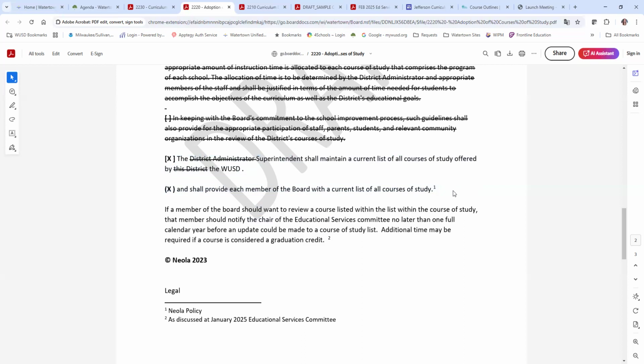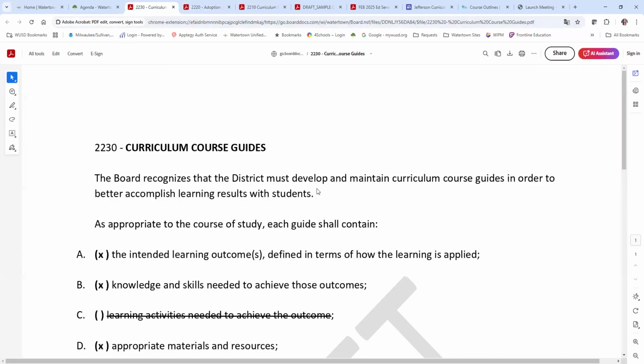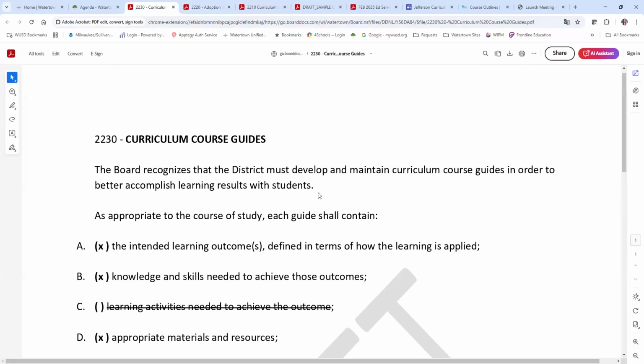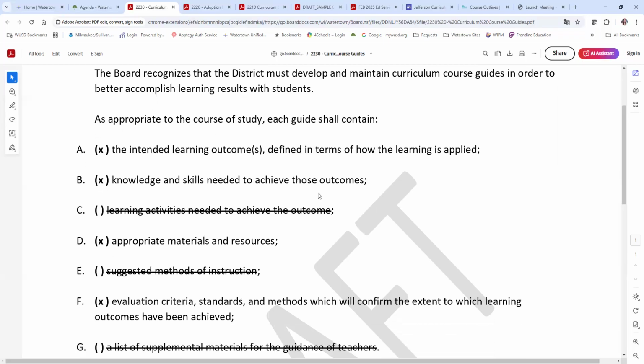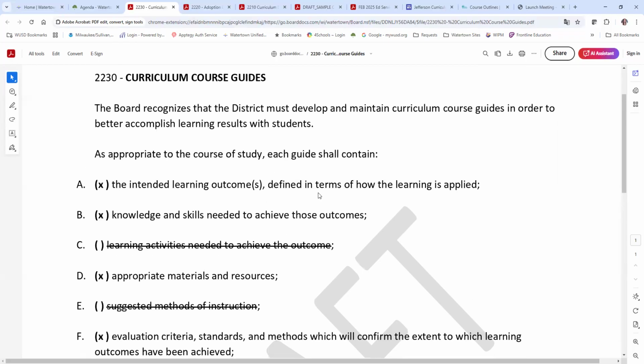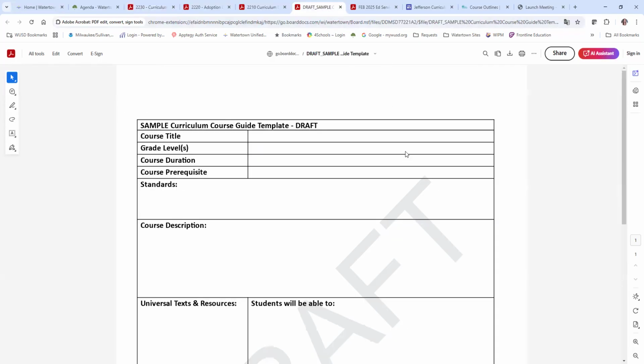And this is where I feel like the third policy plays a key role. This is the curriculum course guide. This is something that the district had been working on previous to COVID, and I believe it is worth a revisit. In my mind, the course guide is the idea of a published curriculum for the district. And that is where I have this draft sample curriculum course guide template.